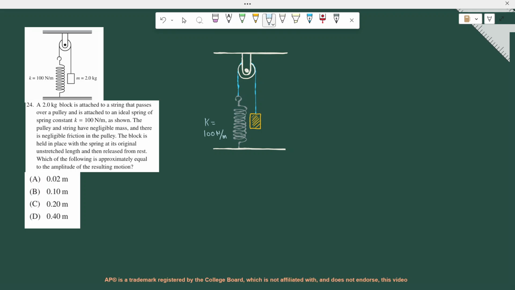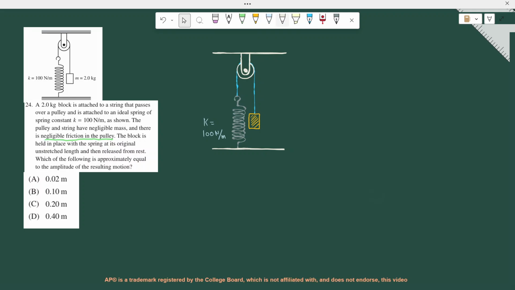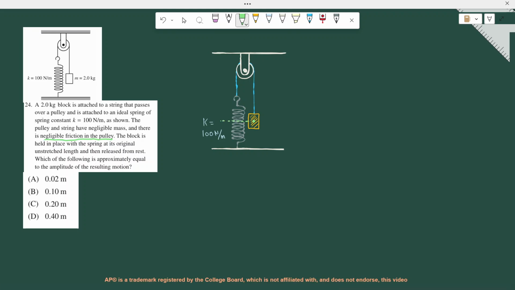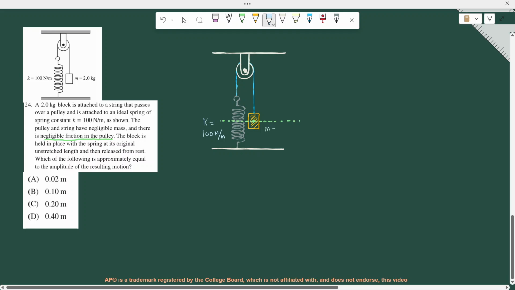You see that there's negligible friction in the pulley, so we are not going to take any rotational effect of the pulley into account. Currently, right now, you can consider that this mass is at rest. We have not released the mass yet, and the mass is 2 kilograms.